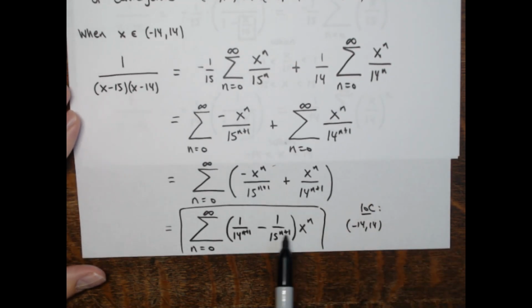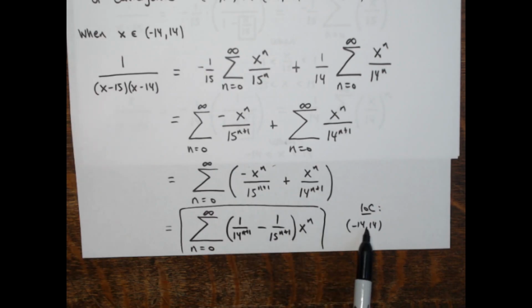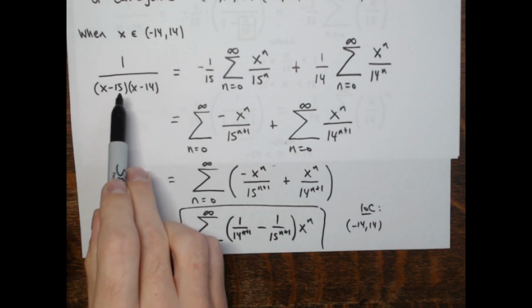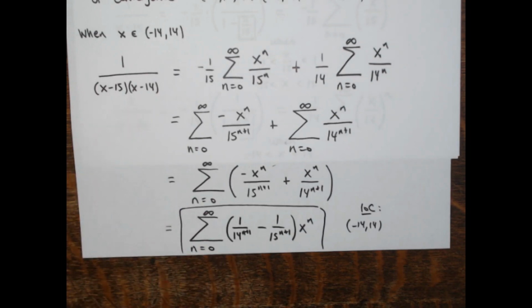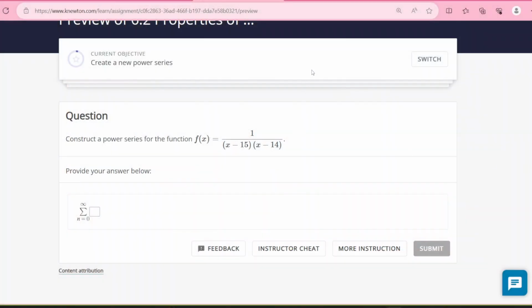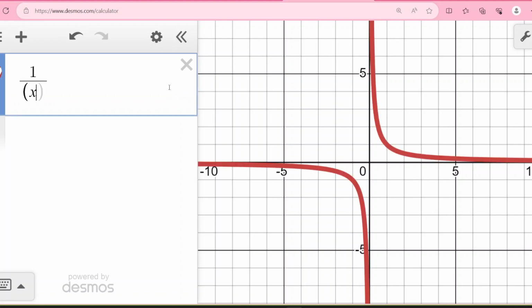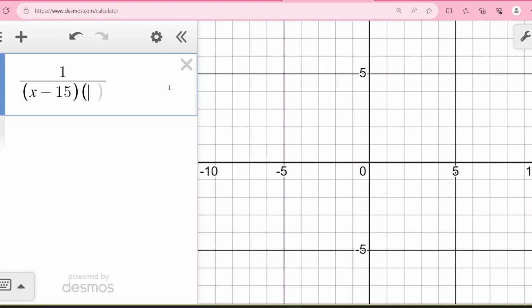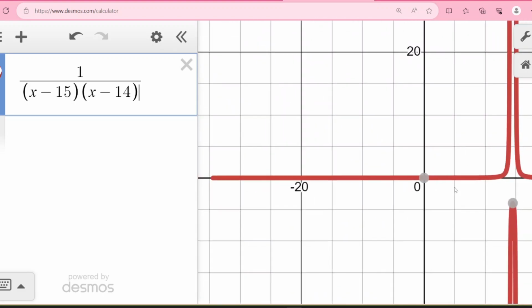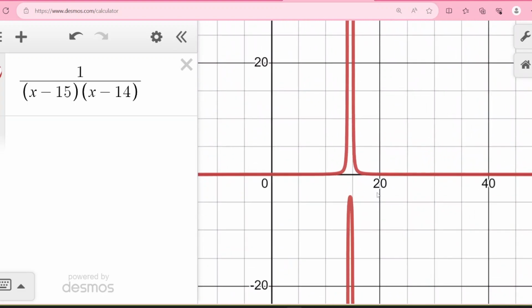All right. So this series, as weird as it looks, when I plug in a value of x between negative 14 and positive 14, this series will converge to this value, the function we were given. And you can verify that with some Desmos stuff. If I go to Desmos, I'm going to put in that function we were given. Here was 1 over x minus 15 times x minus 14. And I know it doesn't look great, but there's some graph here.